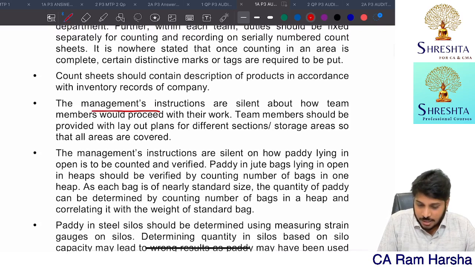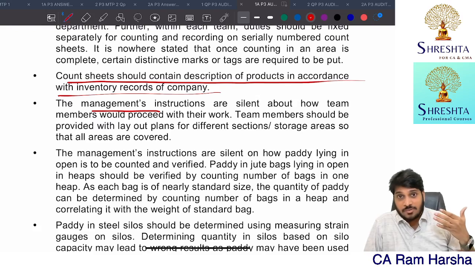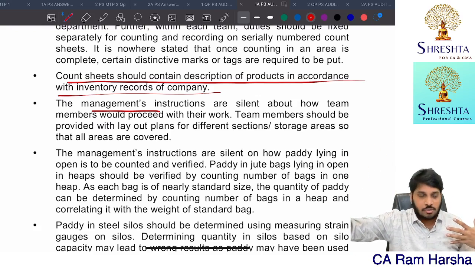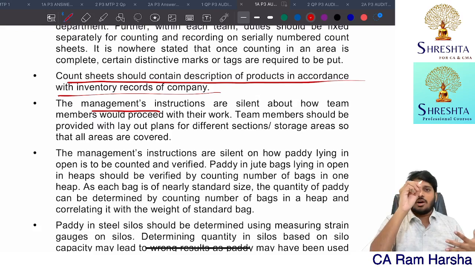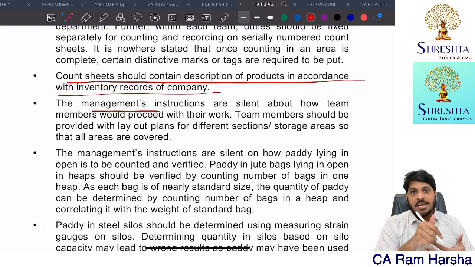The management count sheet should contain description of products in accordance with inventory records. Count sheets will be there. If at all you are doing any physical verification, first the count sheet will be given, like what are all the products that are there in the godown. Now you just have to see rack number 1, rack number 2, rack number 3, how many were there? Like this, you just have to physically see and number it.